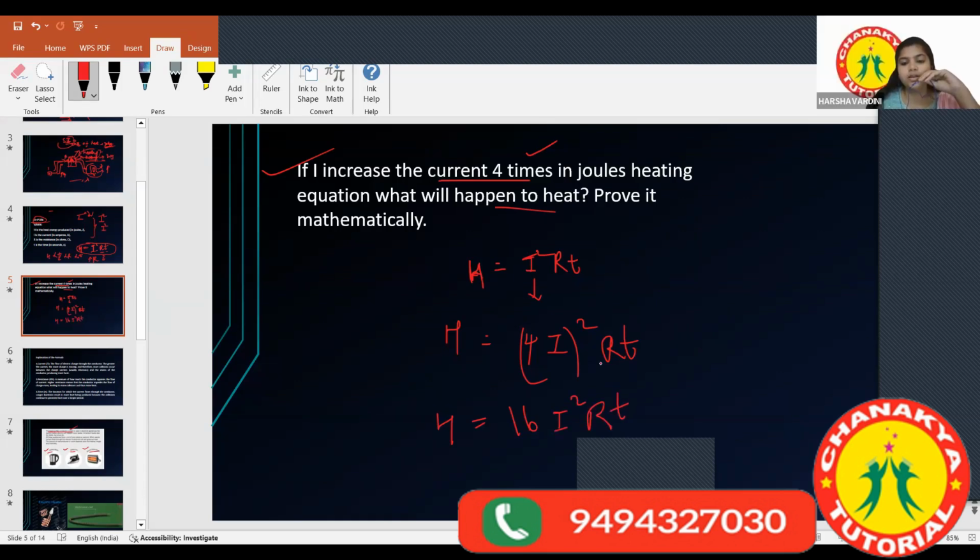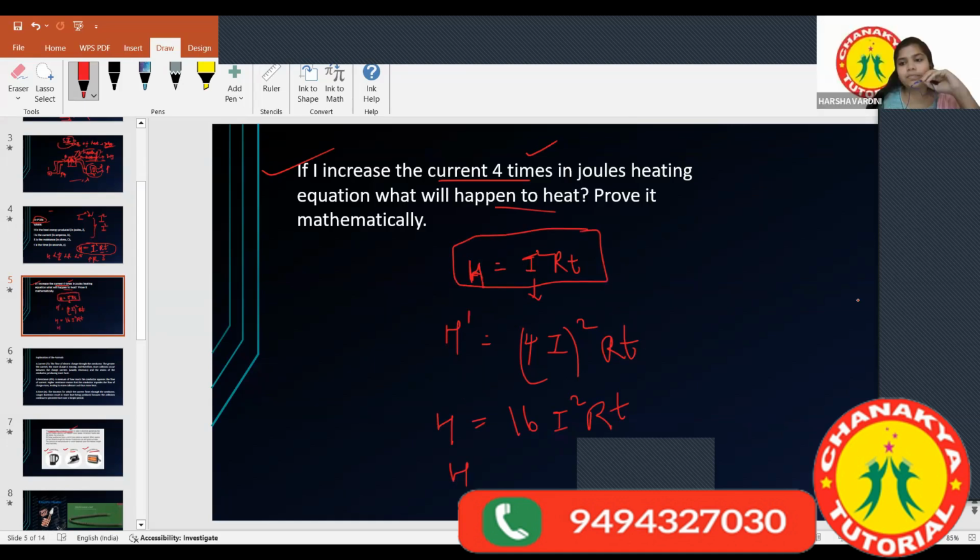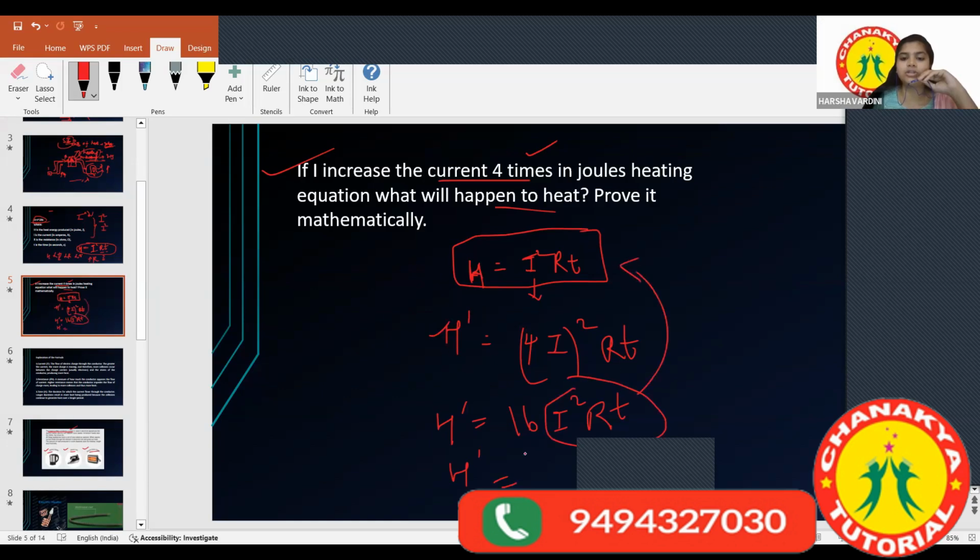So H is equal to I square RT. Am I right? Yes, ma'am. I'm keeping this as H dash, the new heat as H dash. And now I can replace this I square RT with H. So it is 16H. Did I get the relation between H dash and H?